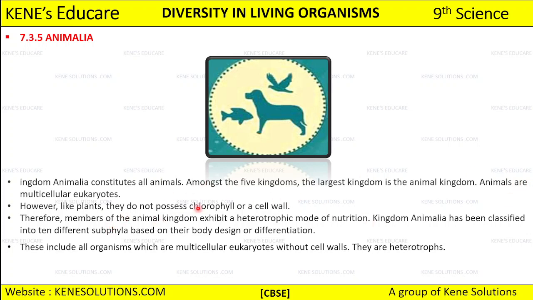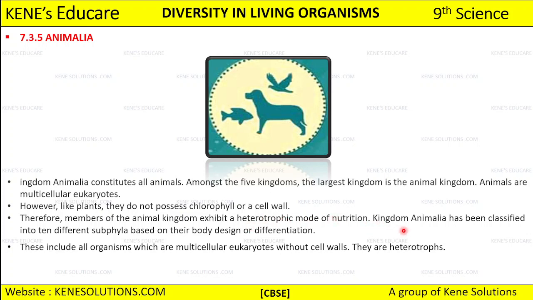Animals are multicellular eukaryotes. However, like plants, animals do not have chlorophyll, nor do they have a cell wall. Therefore, the members of the animal kingdom exhibit a heterotrophic mode of nutrition. What do they exhibit? Heterotrophic mode of nutrition.